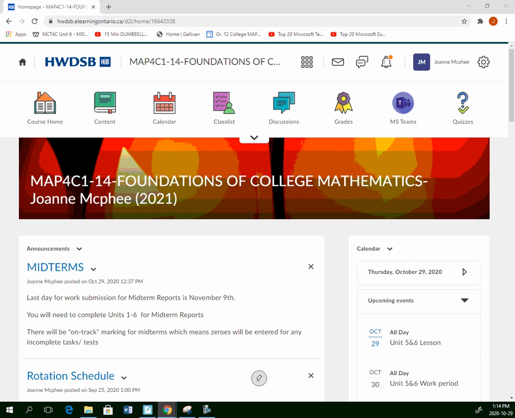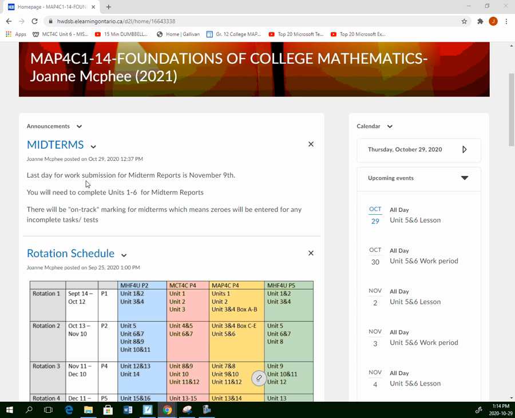Okay, so I put the same message on both course websites. So I put a note here on midterms. So last day for work submission is November 9th. The MAP students would need to complete units 1 to 6. And anything that is not completed will be put a temporary 0. It's not a permanent 0, but it's put in temporarily for midterms so that we have on-track marking. So anything that is not completed up to the end of Unit 6 will receive a 0.